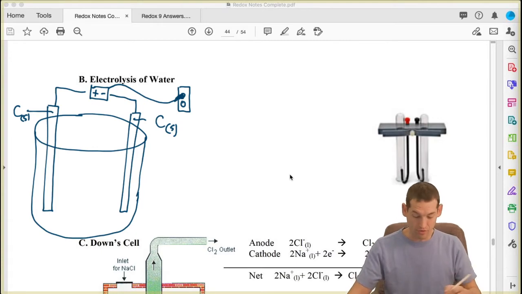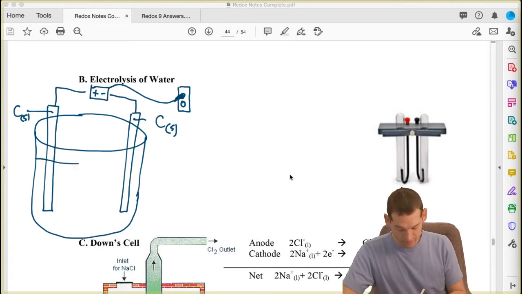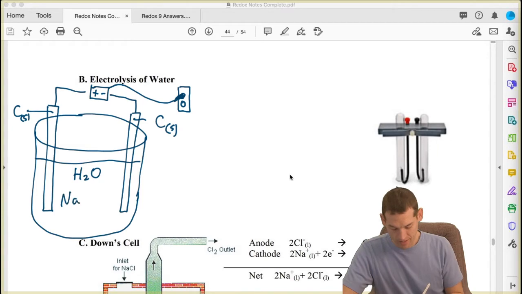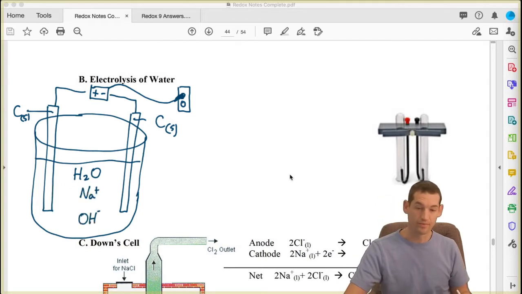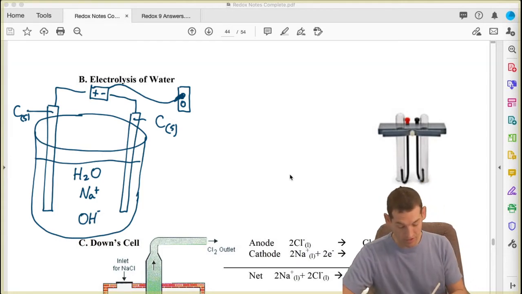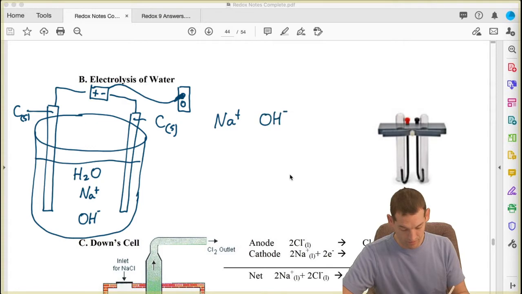Anyway, so in this beaker, we're going to put water, obviously, and then sodium hydroxide. So we're going to have Na positives and OH negatives. Okay? So if we want to predict our reaction, that's what we're dealing with. And that's all that's going to be in here, because the carbon we're going to ignore. So I have Na positive, OH negative, and water.